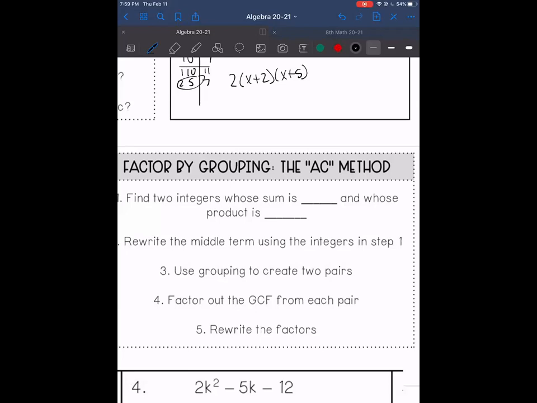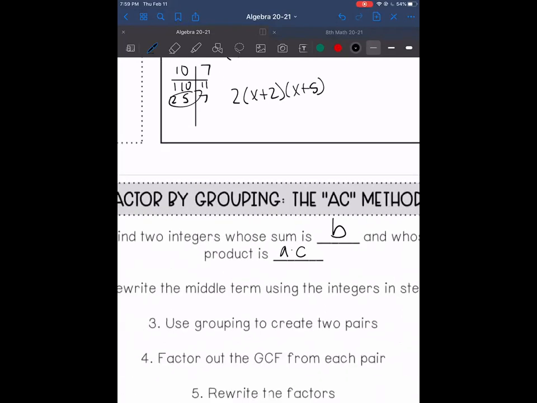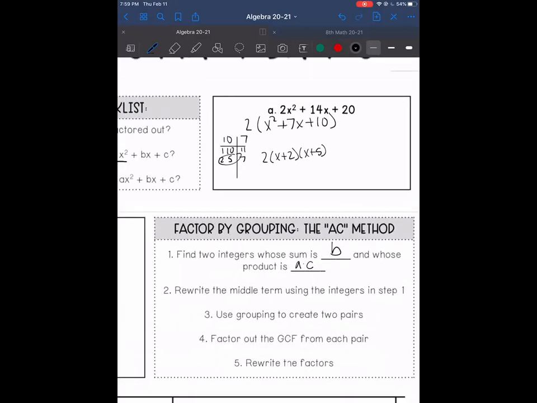So our first step is going to be find two integers whose sum is b, that hasn't changed, and whose product is a times c. So it's not just the product of c, it's the product of a times c. So that is where it changes for us. Once you do that, we're going to rewrite the middle term using the integers from step 1. We're going to group to create two pairs. We're going to find the greatest common factor, and then we're going to rewrite the factors.